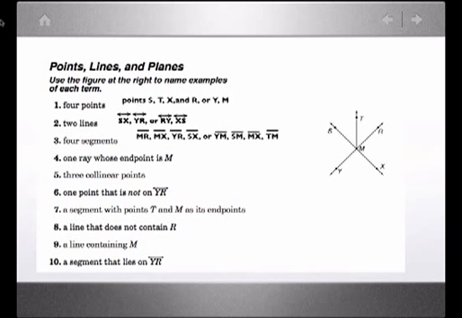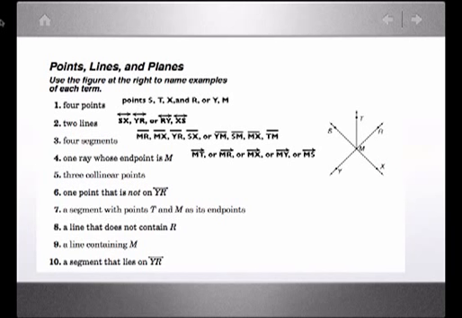4 asks us to name one ray who has an endpoint of M. There are several rays that have an endpoint of M. Just remember that the endpoint has to be the first letter named and that your symbol will be a line with just one arrow.